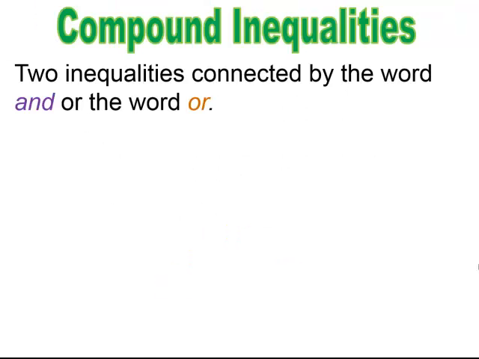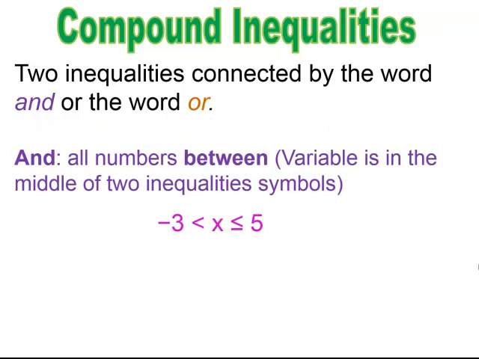So now we're going to talk about compound inequalities. Compound inequalities are two inequalities connected by the word and or or. So the first one I want to talk about is the and. Now, and normally is a variable between two inequality symbols. So and are all numbers between, and the variable is in the middle of the two symbols.